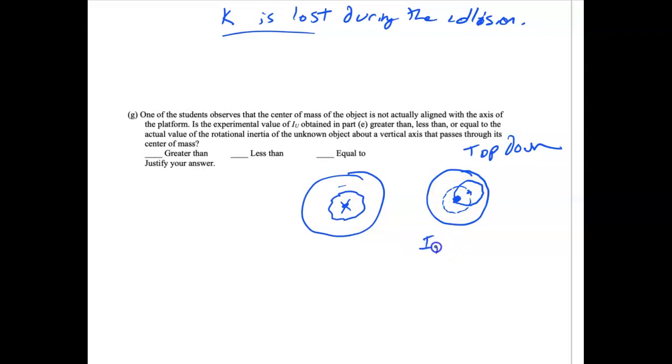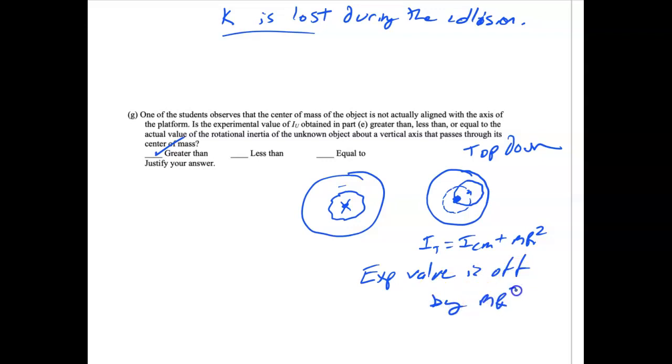So we know that the total moment of inertia is going to be equal to the moment of inertia about the center of mass of the disk, and then we have to add to that the center of mass of this at the radius, so that would be mr squared. So that would be bad because it is off by a little bit. Therefore, we're going to say that it is greater than, and we actually can use what we have right here, and you'll see that now you can just say that the experimental value is off by mr squared. Or you could use mh squared, totally up to you.